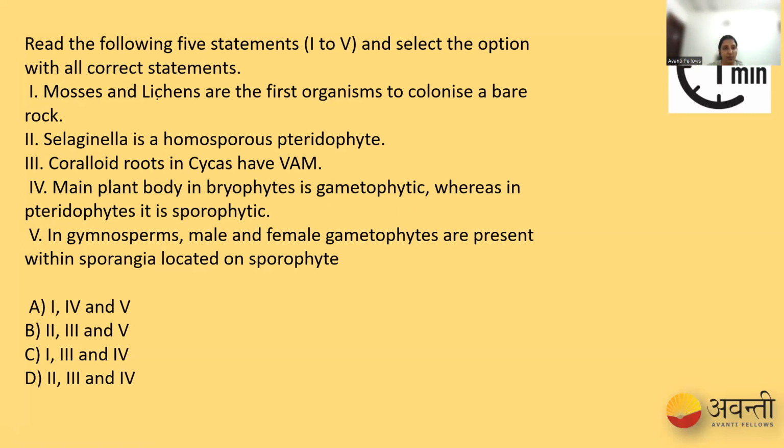So statement 1 says mosses and lichens are the first organism to colonize a bare rock. Absolutely correct. Lichens, they are known as the pioneers in the succession of the terrestrial ecosystem. And after the lichens, mosses are the one which come and start colonizing the bare rocks. So mosses and lichens are the first organism to colonize the bare rocks. So this statement is absolutely correct.